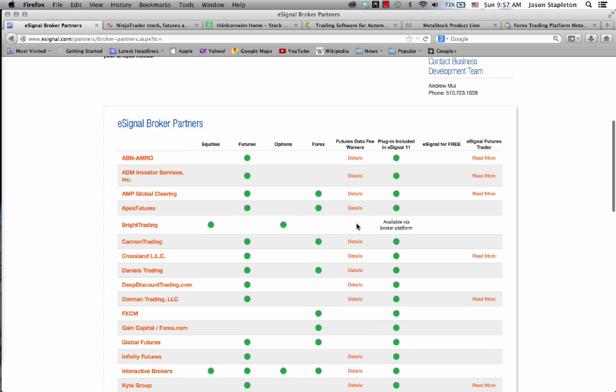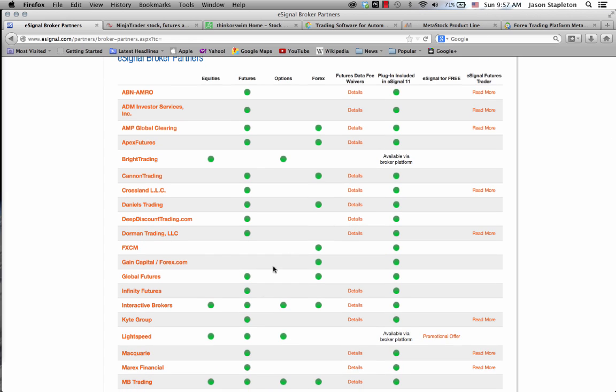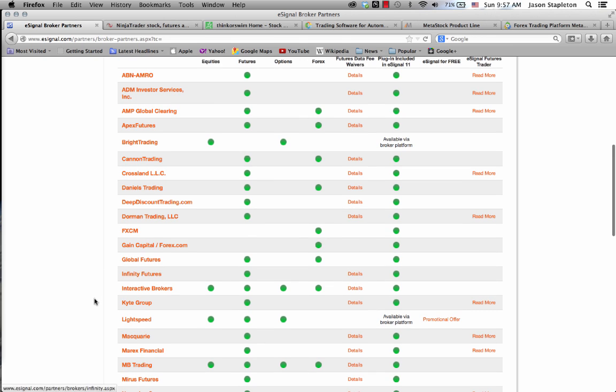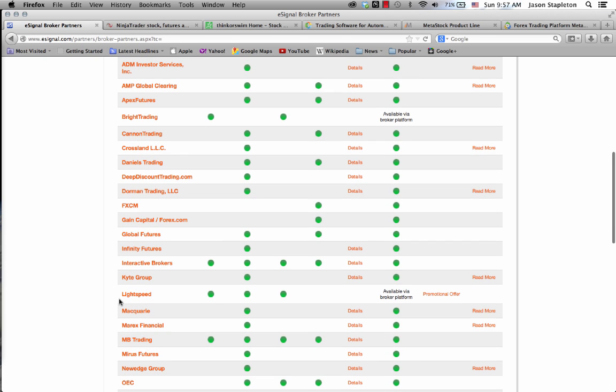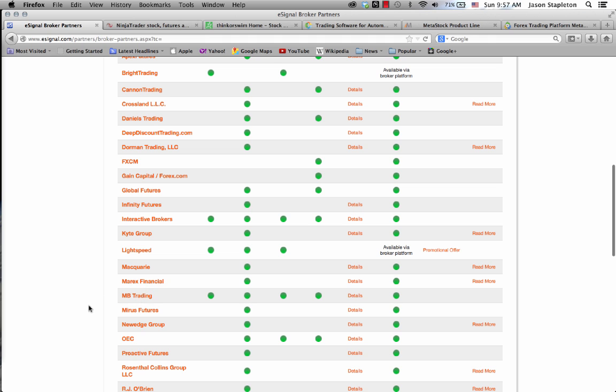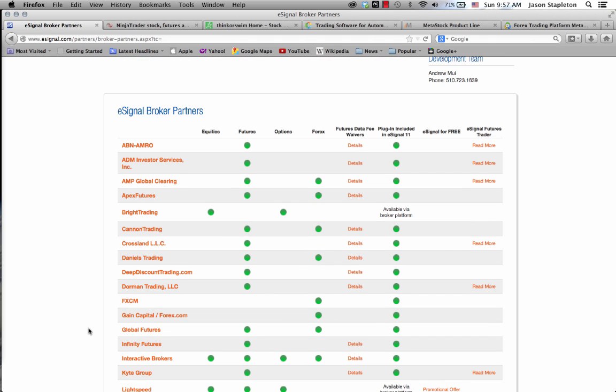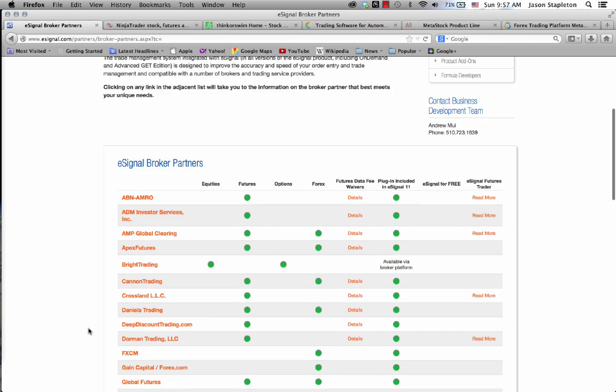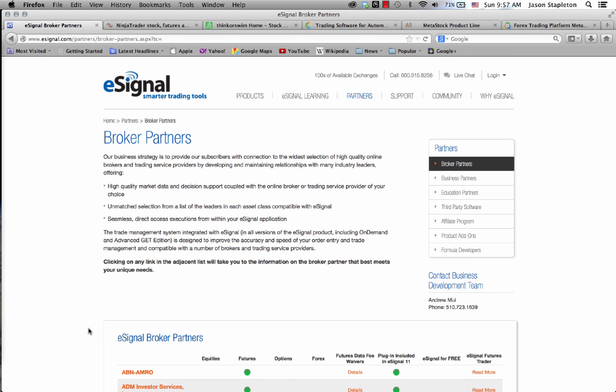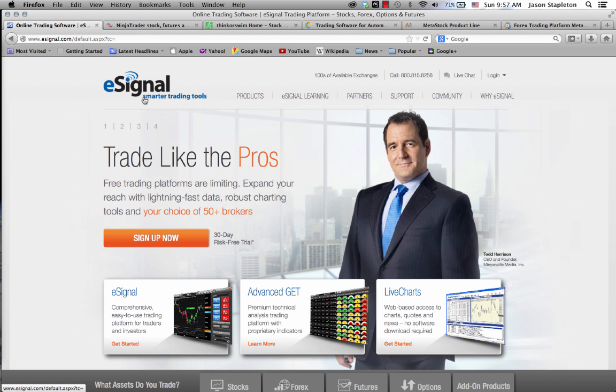This is a list of all the brokers you can assign. So FXCM, Gain Capital, Global Futures, Infinity Futures, Interactive Brokers, Lightspeed, MB Trading. All of these guys have APIs written that will sync your account with eSignal charting, so you can go ahead and trade from the charts and do all of those things that you like to do on a charting package that is superior to whatever that particular broker might be offering you. So this is absolutely my number one choice for charting package.